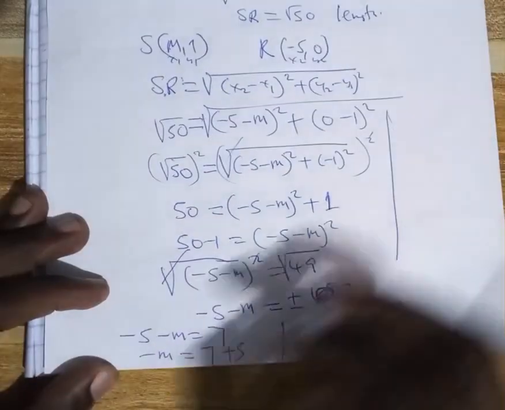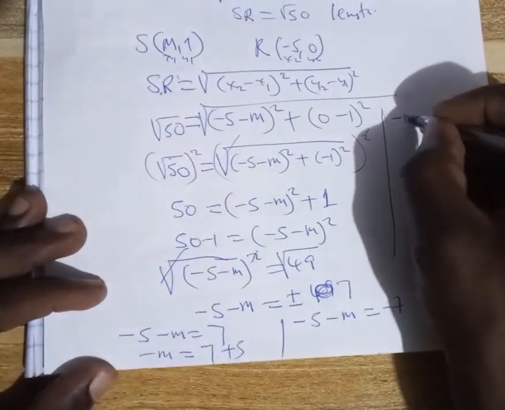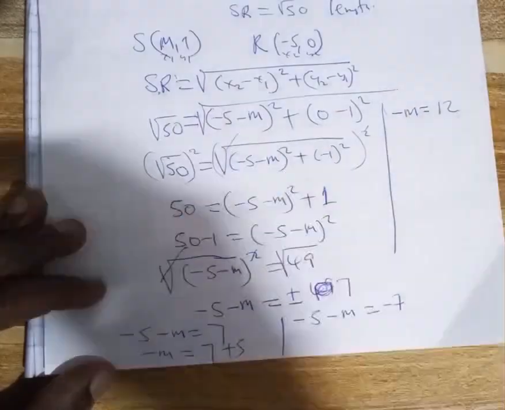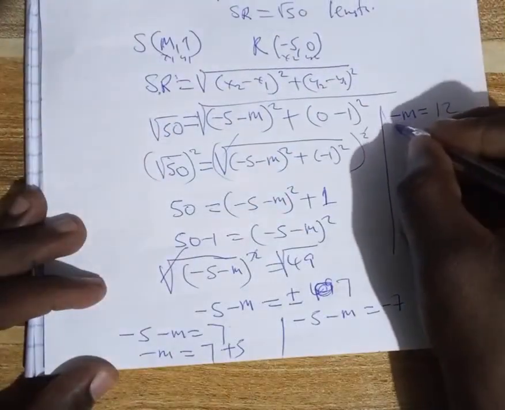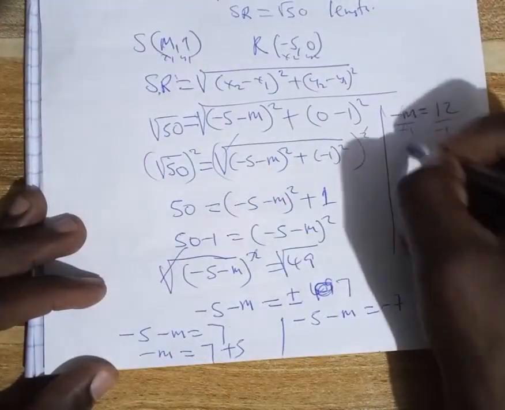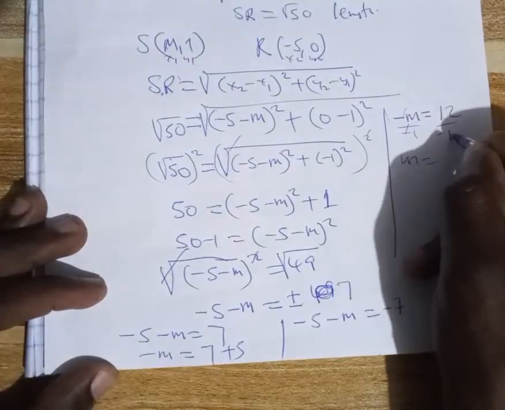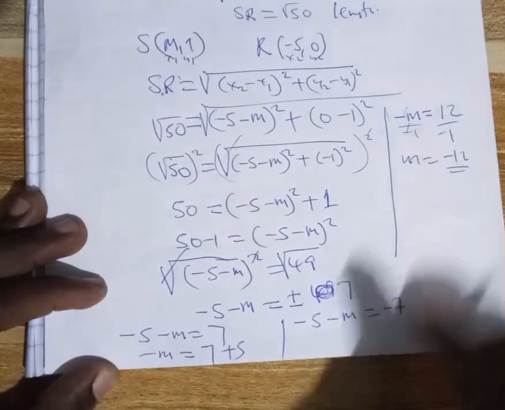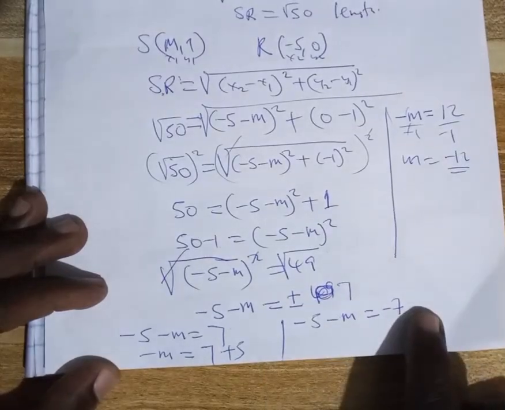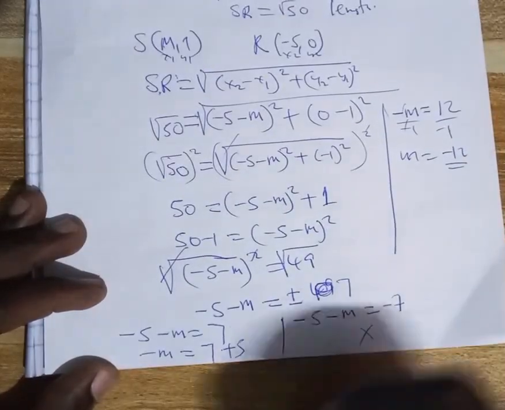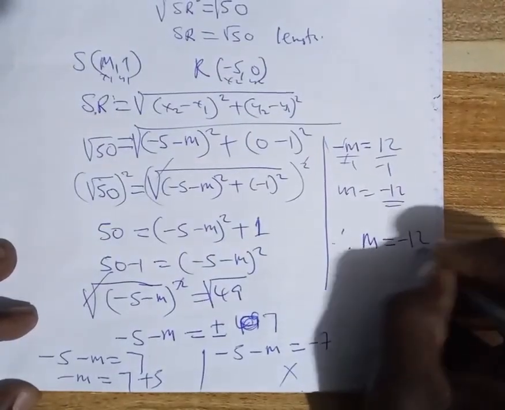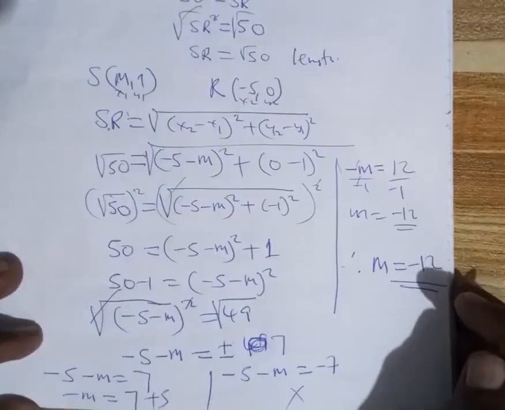So which will give us, look at here, I'll shift it here. Negative m is equal to 7 plus 5, it is 12. Then we divide by negative 1. m is equal to negative 1 times 12, it is negative 12. This is the answer, because when I use this one here, it will give me a positive. This one we discard. So therefore, the coordinate of m is equal to negative 12.